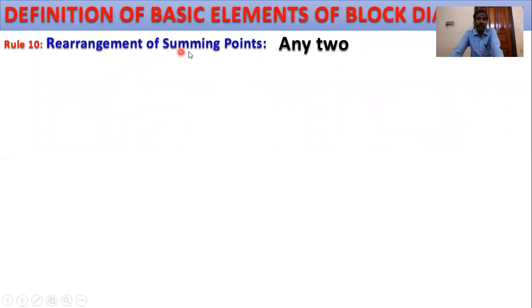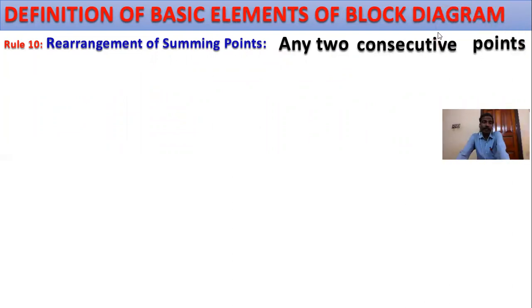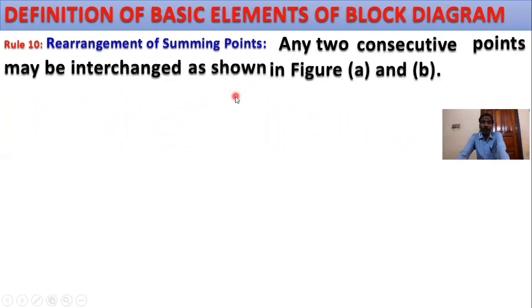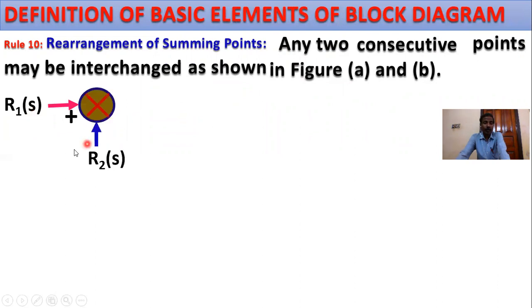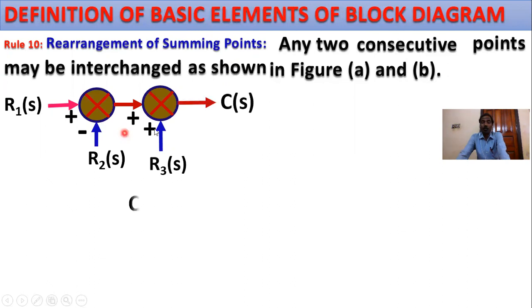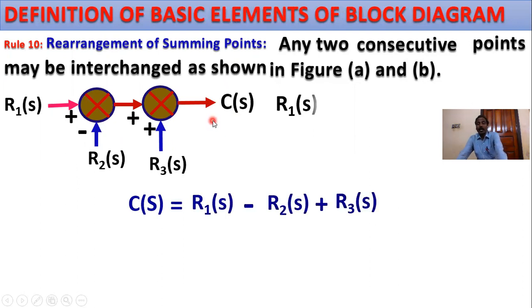Rule number 10, rearrangement of the summing points. Any two consecutive summing points may be interchanged, as shown in figures A and B. Suppose this is R1(S), positive sign. Another input R2(S) is negative. So this output is R1(S) minus R2(S). And another summing point, input R3(S). So what is the output? C(S) equals R1(S) minus R2(S) plus R3(S).